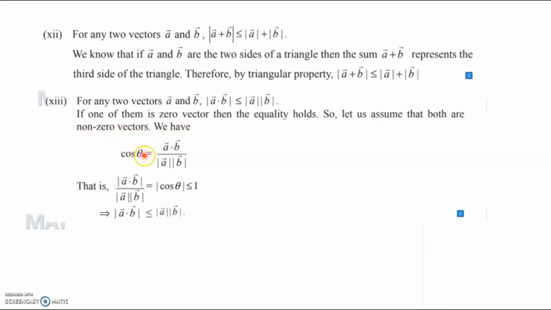So what we have is cos theta equal to a dot b divided by the magnitude of a into the magnitude of b. If we take the mod value of a dot b, we know that a dot b is a scalar quantity. So taking the mod of that, this is equal to the mod value of cos theta, which we know will always be less than or equal to 1. Therefore, the magnitude of a dot b has to be less than or equal to magnitude of a times magnitude of b.